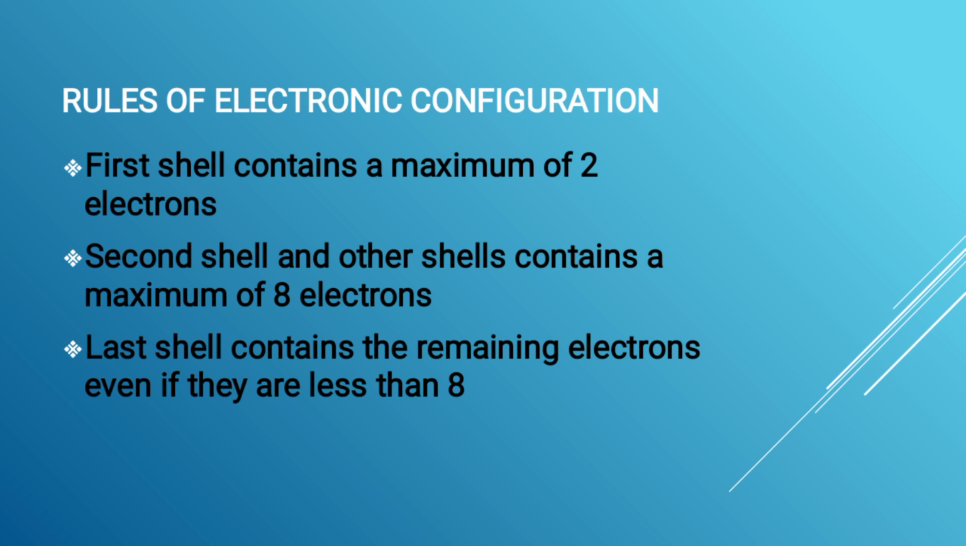The second shell and all other shells contain a maximum of 8 electrons. But the last shell contains the remaining electrons even if they are less than 8. So in simple terms, first shell is 2, all other shells is 8, 8, 8, 8, 8, that is if you still have electrons which can reach the value of 8. But if you are now remaining with less than 8, then you put them in the last shell.